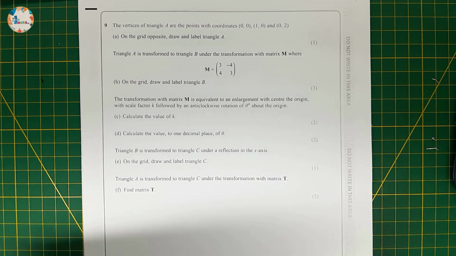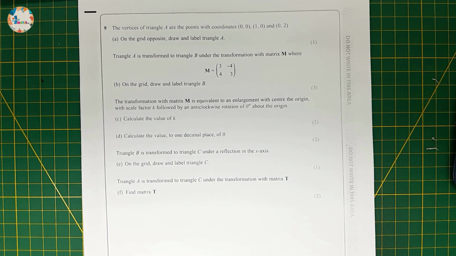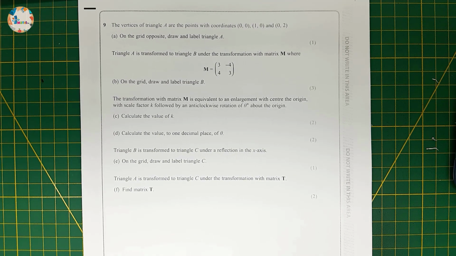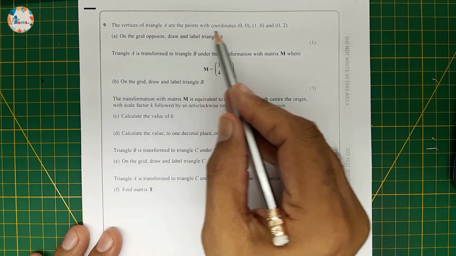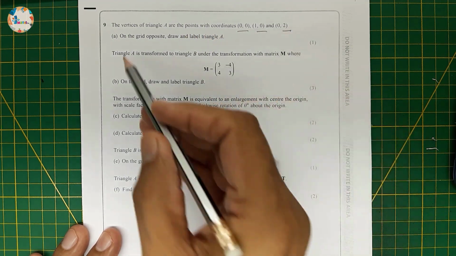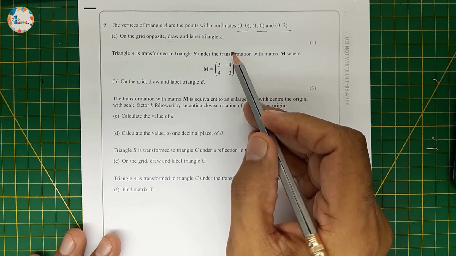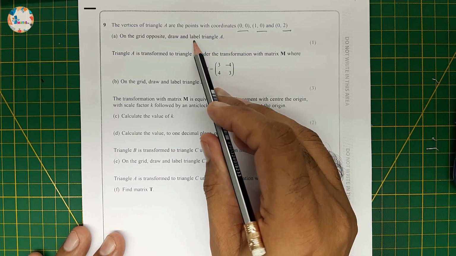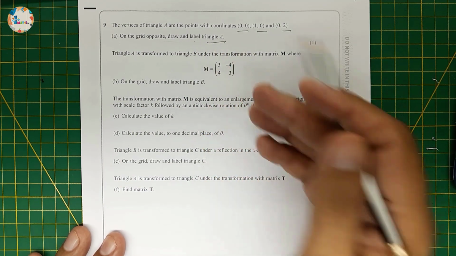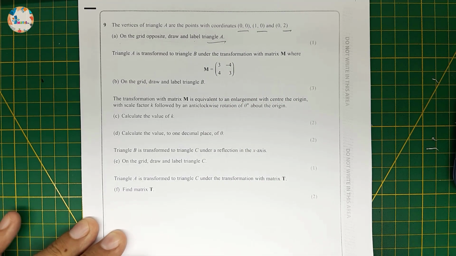This is basically question number 9, and 8 we have already done. So question number 9 is saying the vertices of a triangle A are the points (0, 0), (1, 0) and (0, 2) on the grid opposite. Draw and label triangle A. So we have to draw that triangle.